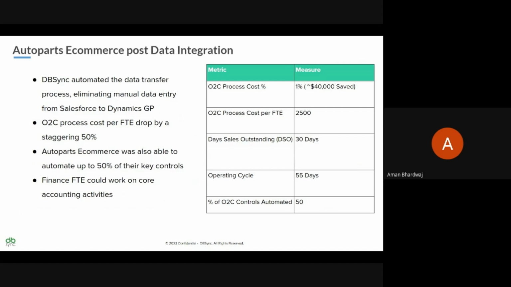And as you see, there was a major positive impact on the days sales outstanding, because they started off with the DSO at about 50 days and it came back to around 30 days. Similarly, your operating cycle also improved. So all in all, it was a positive movement towards automating this for your finance teams, where they don't have to invest themselves in doing this process in a manual fashion.